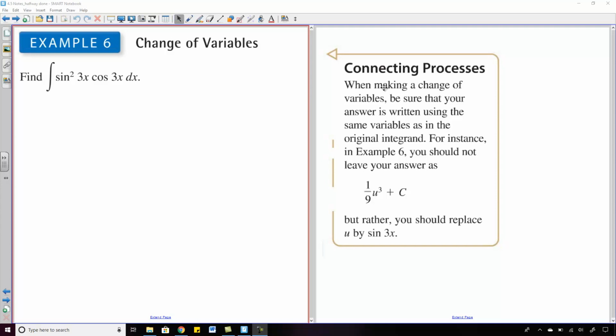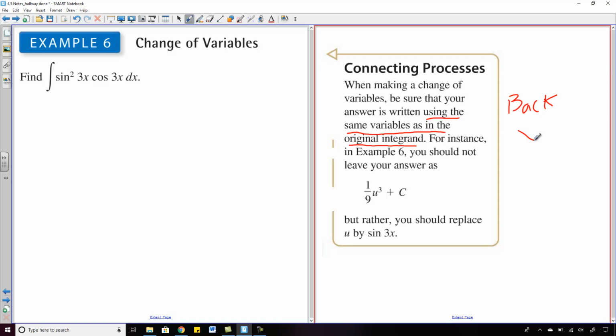Take a look here. We're talking about when you're making a change of variables, you want to make sure that you use the same variables as the original. So in other words, what they're saying here is that you want to make sure you change back to whatever you started with. So go back and write your answer in x, right? So back to x for your answer. Just don't forget to change back when you're doing that.